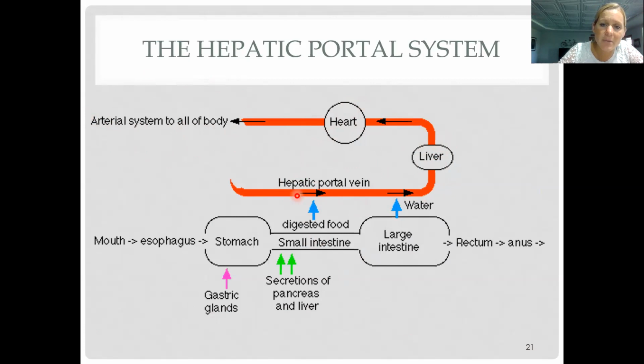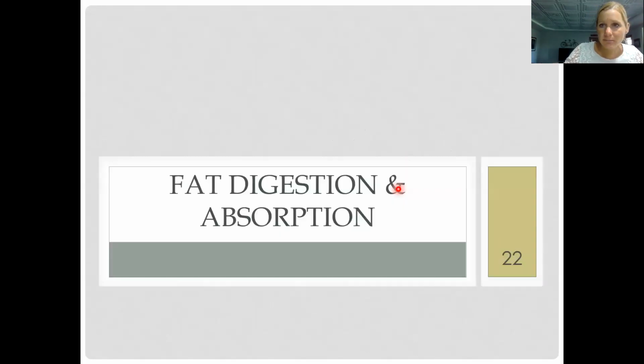Defining some of these terms here. Hepatic means liver. Portal means 2 capillary beds. So I have a capillary bed at the level of the small intestine so that I can pick up those particles, and then I also have a capillary bed at the level of the liver, and that's going to allow me to drop off those nutrients to the liver so that the liver can process those. Okay, so that is the nitty-gritties of carbohydrate digestion.